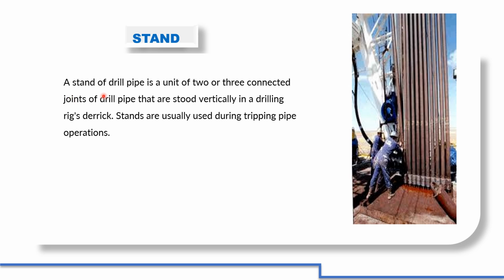A stand of the drill pipe is a unit of 2 or 3 connected joints of the drill pipe. Whenever the rig crew joins 2 drill pipes or 3 drill pipes, that is called the stand. A stand of drill pipe is a unit of 2 or 3 connected joints of the drill pipe that are stood vertically in a drilling rig's derrick. Stands are usually used during the tripping pipe operations because it makes the work fast and easy and safe.